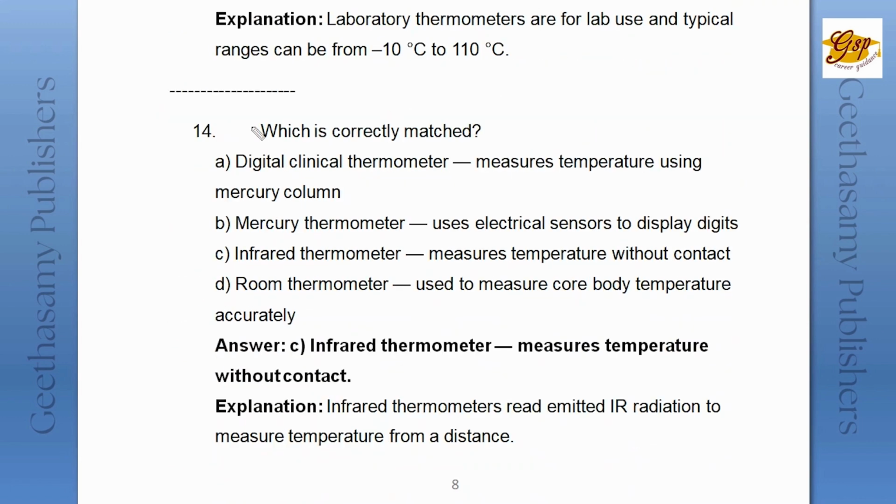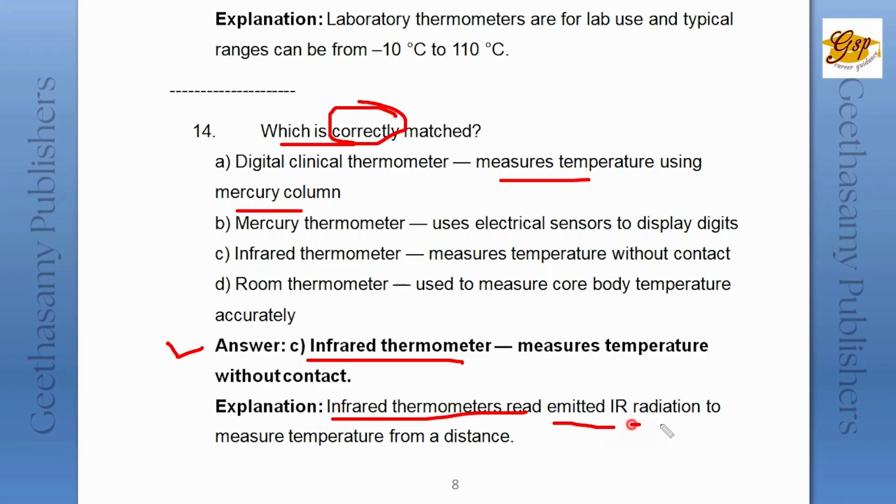And 14th question, which is correctly matched? Again, which is correctly matched. Digital clinical thermometer measures temperature using a mercury column. Mercury thermometer uses an electrical sensor to display digits. Infrared thermometer measures temperature without contact. And room temperature thermometer used to measure core body temperature accurately. So the correctly matched one is C. Infrared thermometer measures temperature without contact. So the infrared thermometer reads emitted infrared radiation, IR radiation, to measure temperature from a distance.